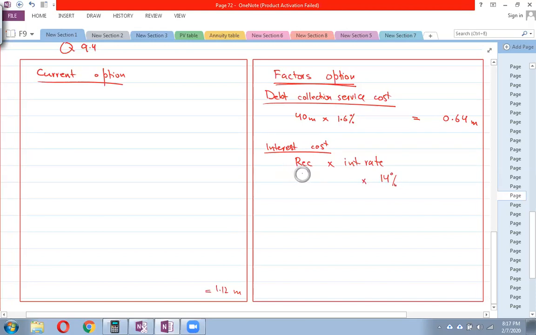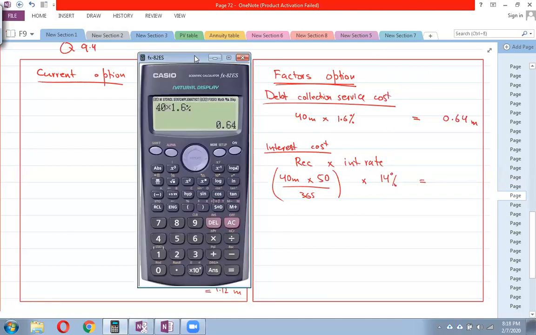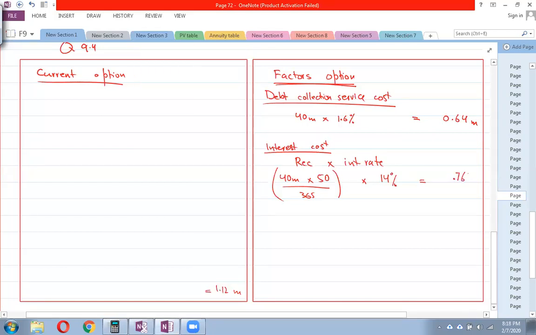How do you calculate receivables? It will be sales multiplied by the receivable days reduced to 50 divided by 365, right? So how much will be the interest cost? Anyone? Right? Is there anything else we should consider?